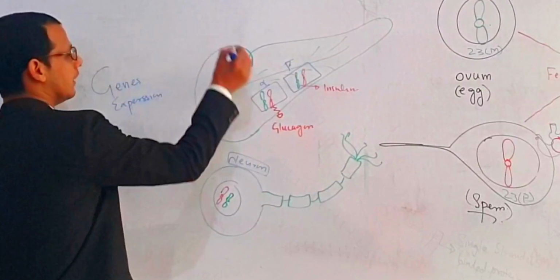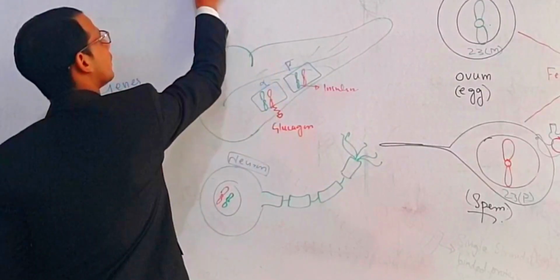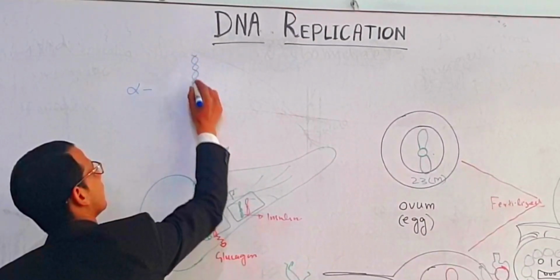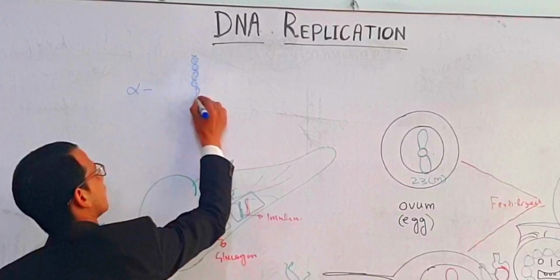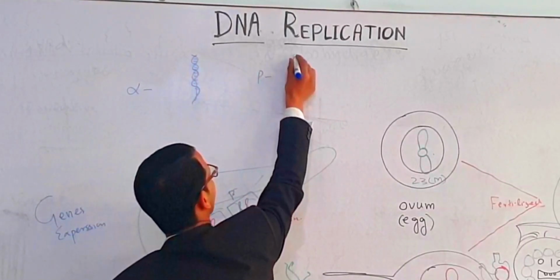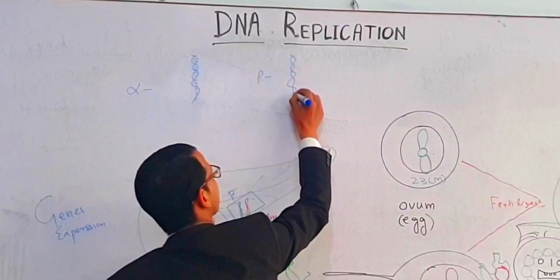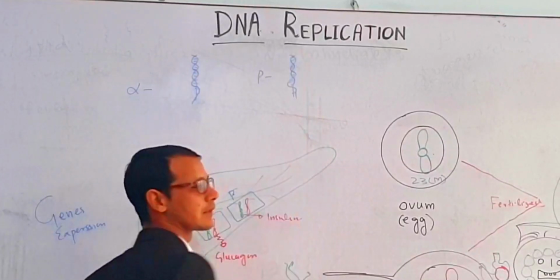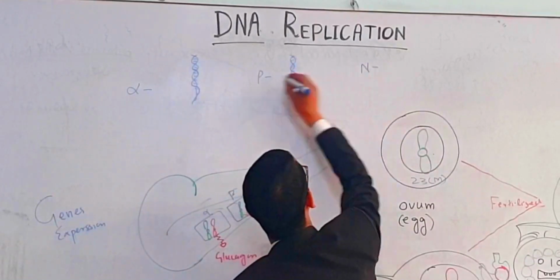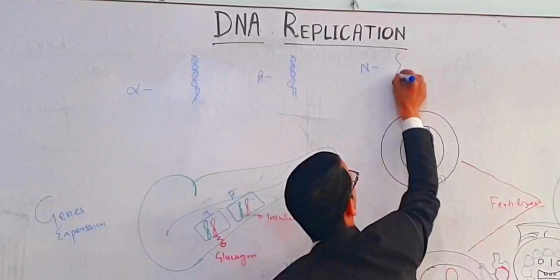For example, I am taking one DNA from an alpha cell, and I am taking one DNA from a beta cell, and also I am taking one DNA from a neuron.